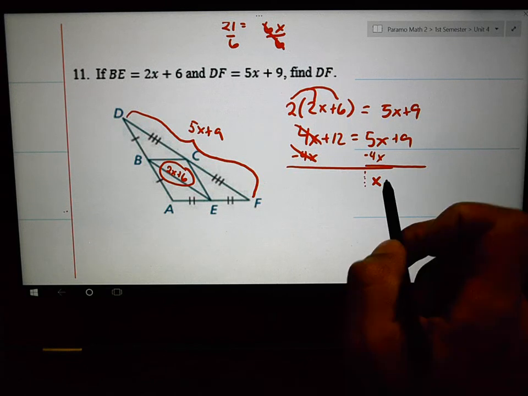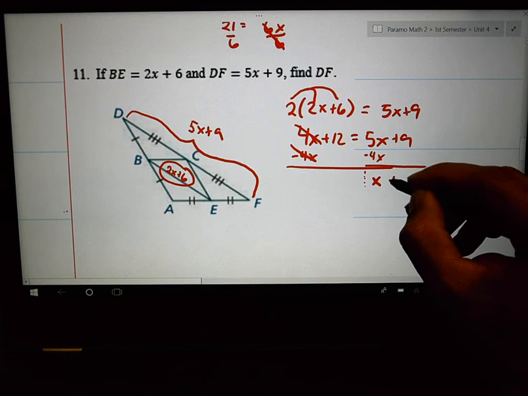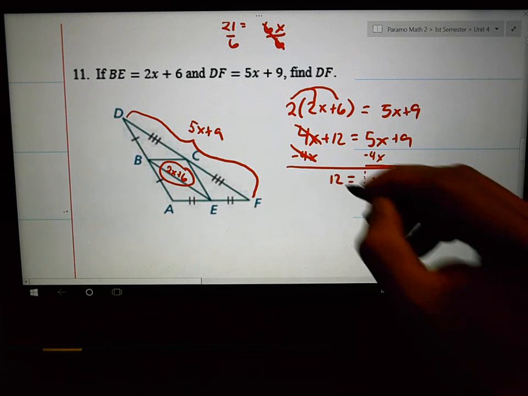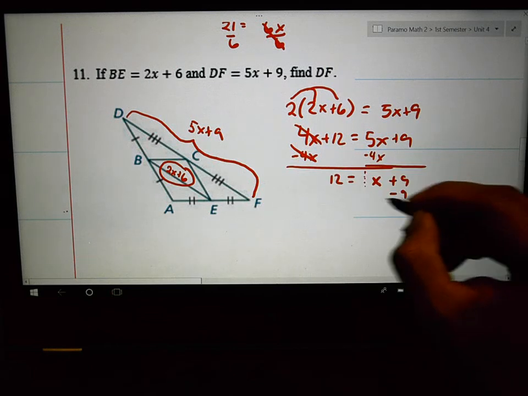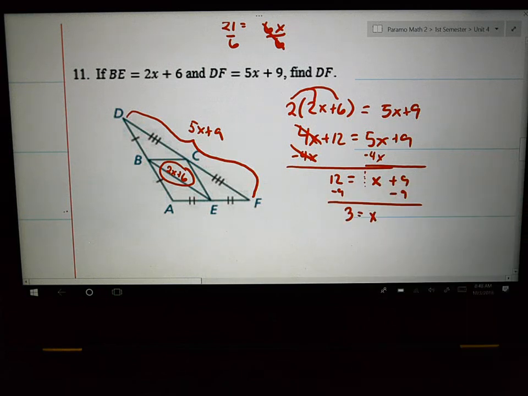I know I have 1x there. Don't need to write the 1 in front. Plus 9 equals 12. I'm going to subtract the 9. Subtract the 9. And guess what I get? I get x is equal to 3. But we don't stop there. That's what B students do.